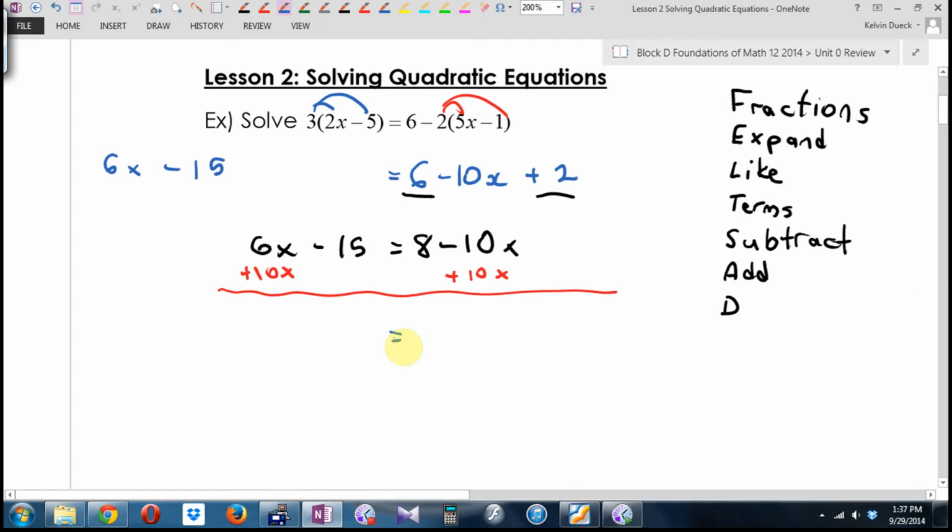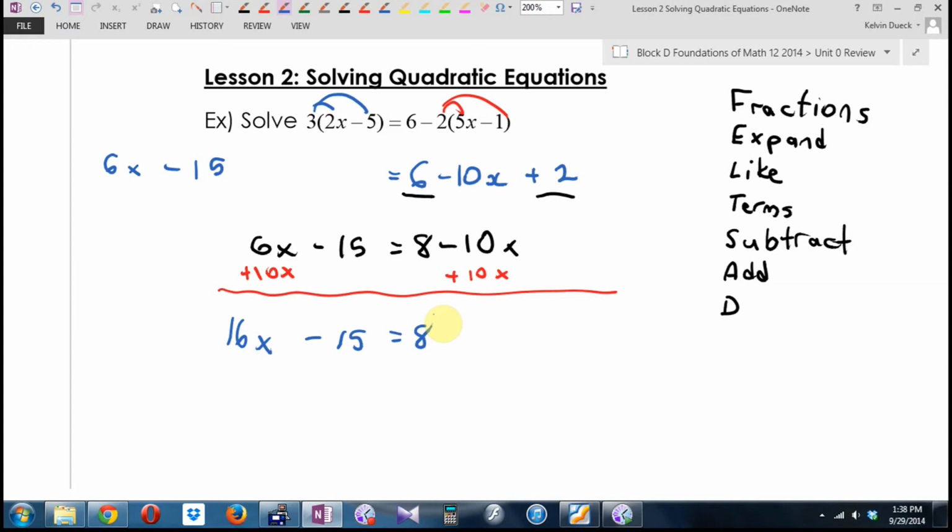What can I drop down on the left-hand side then? 16x minus 15 equals 8. Plus 15 to both sides. Now, if you are at the point where you are comfortable doing the rest, showing no work, I say to you, oh, grade 12s, knock yourselves out. I free you up. Go ahead.